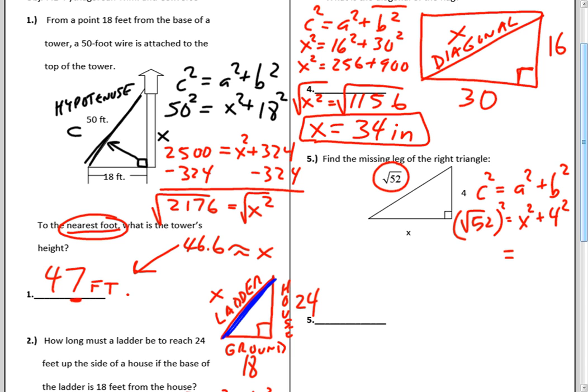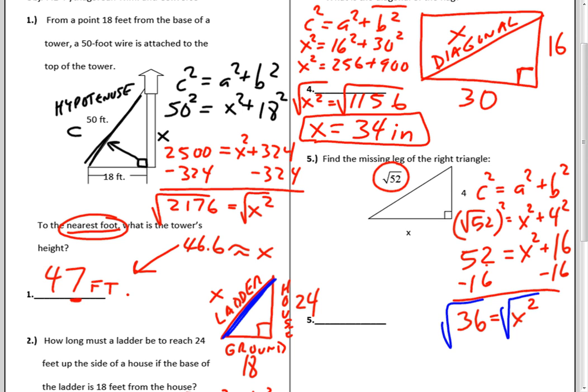What's 4 squared? 16. Anytime you have a radical that's being squared, it's the number inside. Don't make it into a decimal. That's just going to make things less accurate. Radical 52, power of 2, you get 52. What's my final step? Square root. X equals 6.